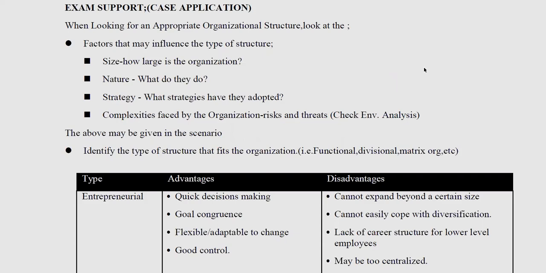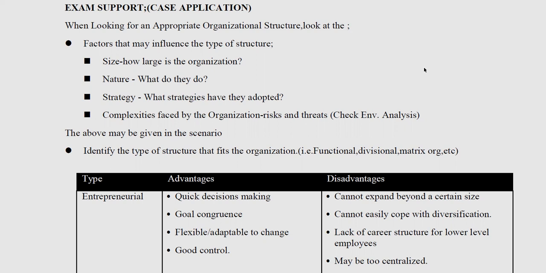Kindly first look at the factors that affect the organization. So, how large is the organization, the size, what do they do? Then you can know what structure to apply. Then you look at the strategy, what strategies have they adopted? Then you look at the complexities that they face, like their risks and threats. Okay, so check your environmental analysis.